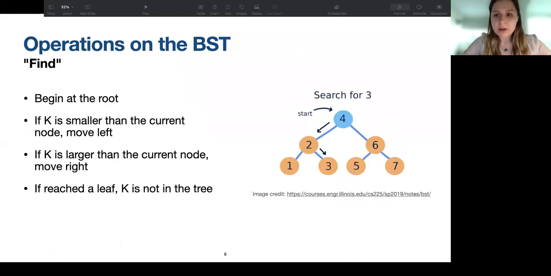So we just chatted about find, so that's just a little bit of a reminder. We begin at the root. If the element which we want to find is smaller than the current node, we move left. If it's larger, then we move right. If we reach a leaf and still haven't found our element, then it's not in the tree.